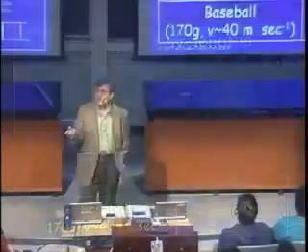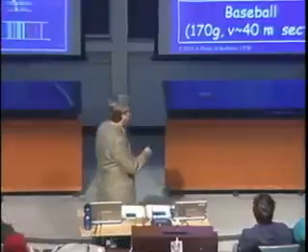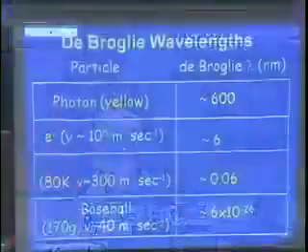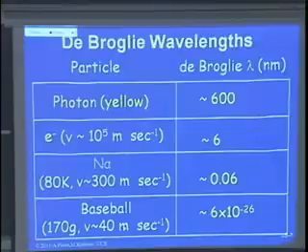That's pretty small. A nanometer is how many meters? 10 to the minus 9. So the 6 times 10 to the minus 9, 6 billionths of a meter. So that's very small. Now a sodium atom, all atoms move.